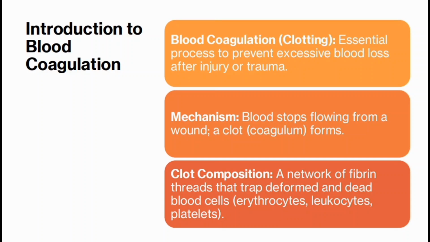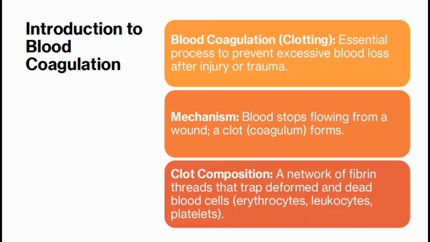Introduction to the coagulation. Blood coagulation is also known as clotting. It is the essential process to prevent the excessive blood loss after injury or trauma. Blood coagulation is the process by which a blood clot is formed, preventing the excessive bleeding when a blood vessel is injured. Then what is the mechanism behind this? Blood stops flowing from the wound, that is, a clot or coagulum forms.